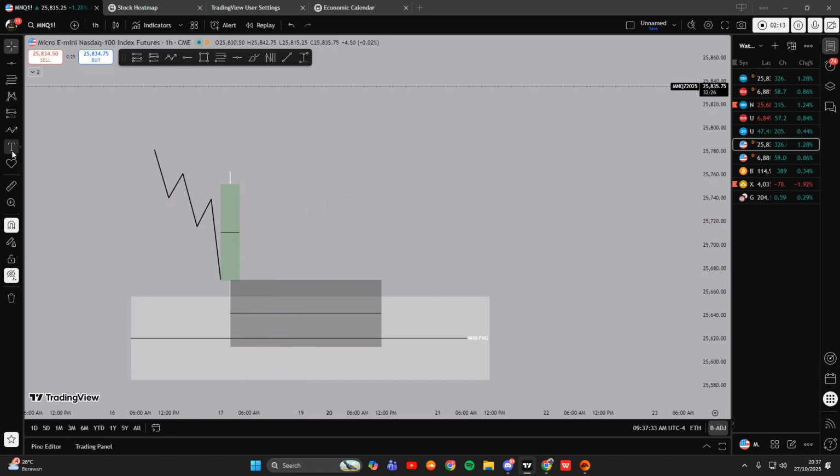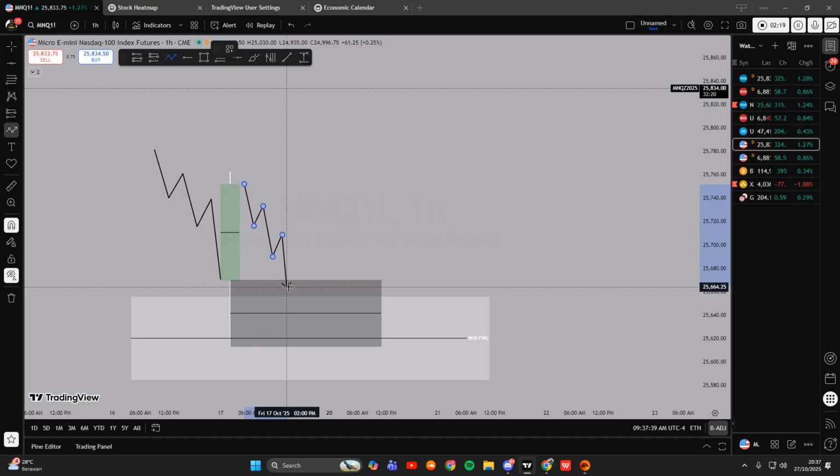Price usually would retrace back down into that rejection block, tick it, and then just go crazy.